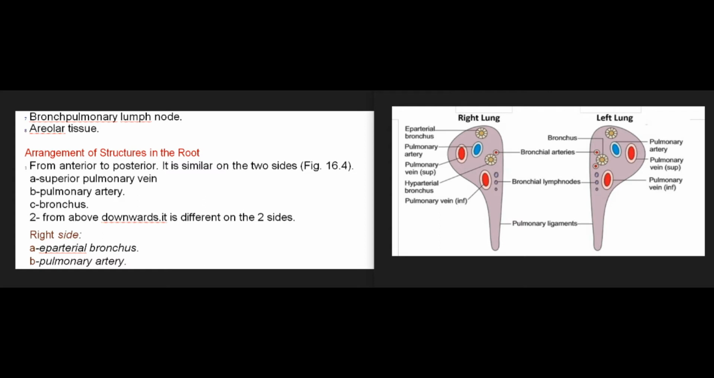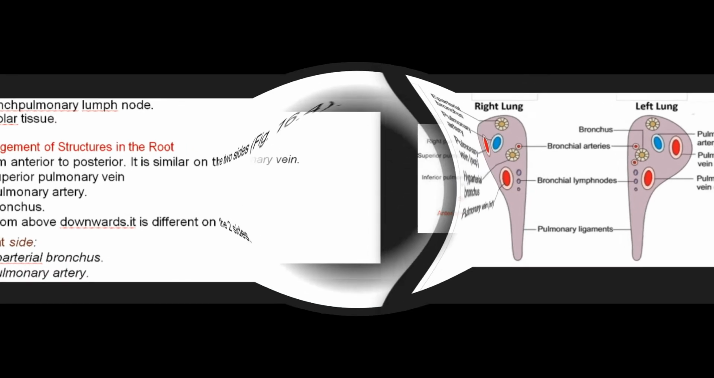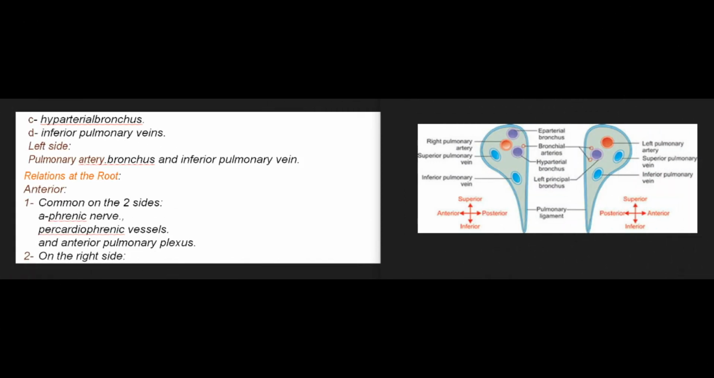Arrangement of structures in the root. 1. From anterior to posterior, it is similar on the two sides, Fig 16.4: superior pulmonary vein, pulmonary artery, bronchus. 2. From above downwards, it is different on the two sides. Right side: eparterial bronchus, pulmonary artery, hyparterial bronchus, inferior pulmonary vein. Left side: pulmonary artery, bronchus, inferior pulmonary vein.